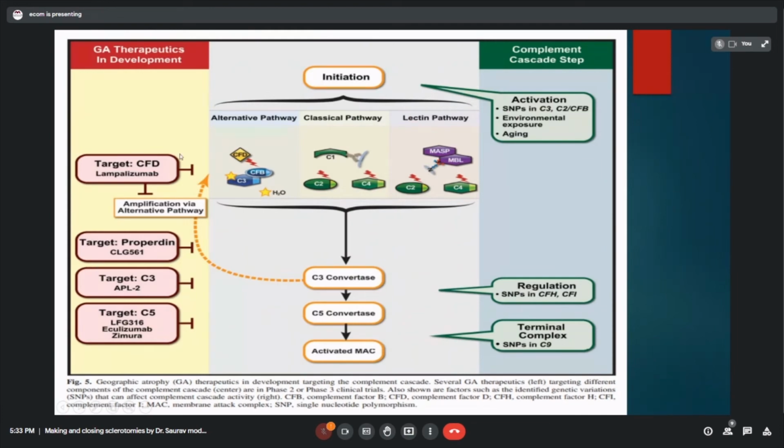Now this is also a diagrammatic representation of this. Complement factor D is targeted by lampalizumab. Properdin, which is involved in the progression of geographic atrophy, can be inhibited by the drug CLG561. C3 complement inhibitor is APL2, and C5 inhibitors are eculizumab, LFG316, and Zimura.